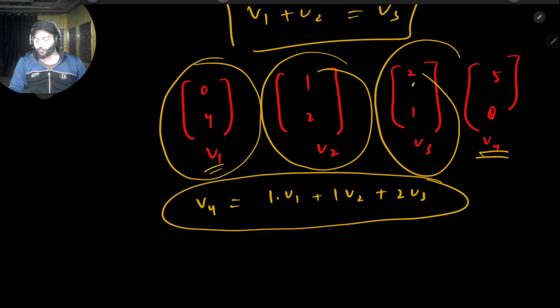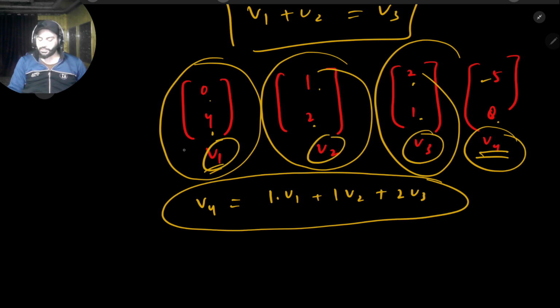So this basically is 4 plus 1 plus 0 is 5. So here, it checks out. Then we have 2 plus 2 is 4, 4 plus 4 is 8, it checks out. So here v4 can be represented by using the combination of these three vectors. So I'll call this set of vectors linearly dependent vectors.